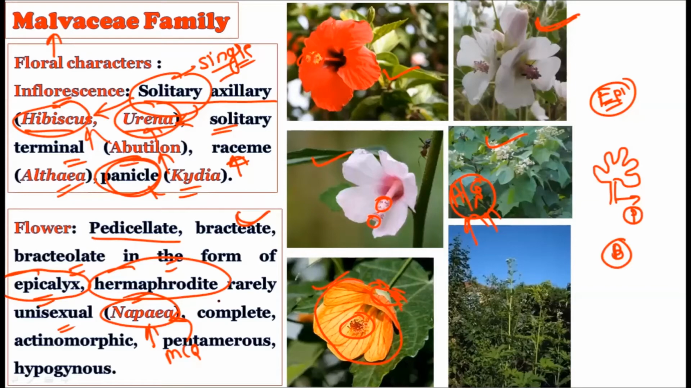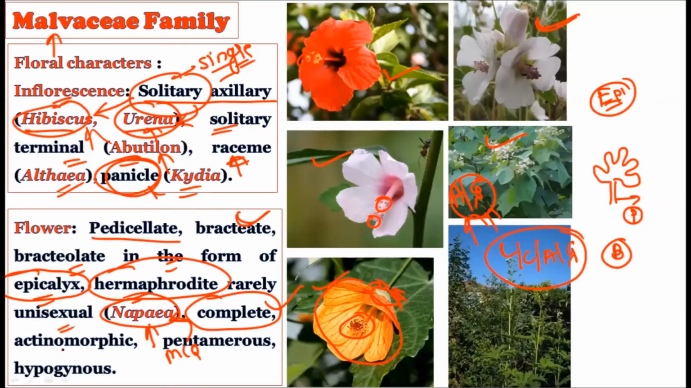They are complete. Complete literally means the presence of all four floral whorls: there is a calyx, a corolla, an androecium, and a gynoecium. If all four are present, then the flower is considered a complete flower. If one of the four is absent, then such a flower is considered an incomplete flower. So the complete flower is there in the Malvaceae family, because calyx, corolla, androecium and gynoecium, all four whorls in the flower, are present.